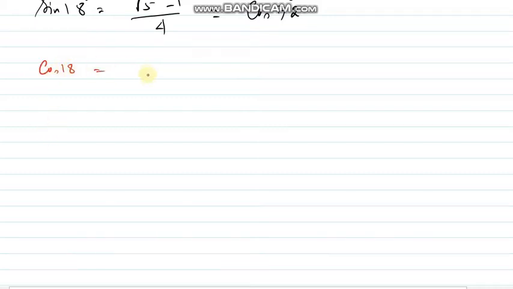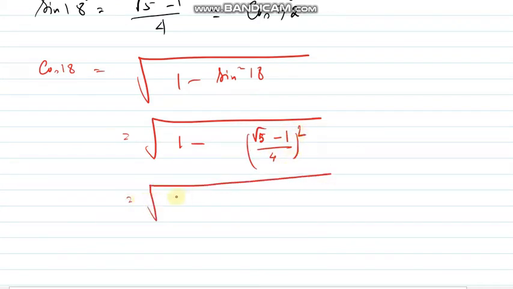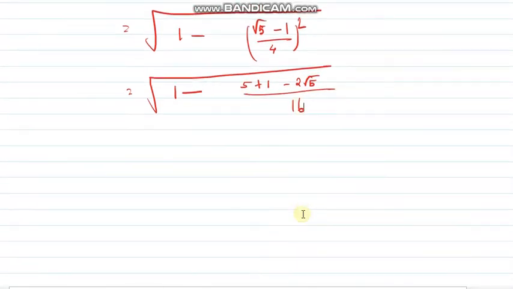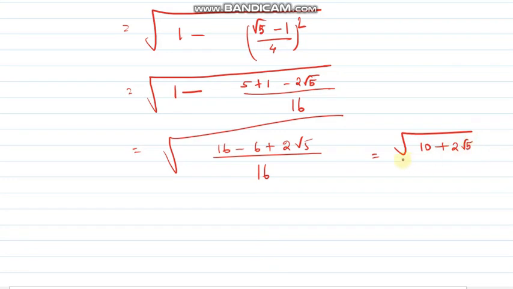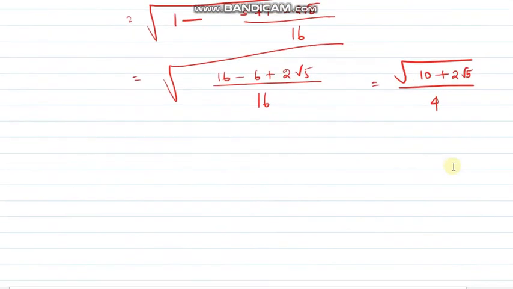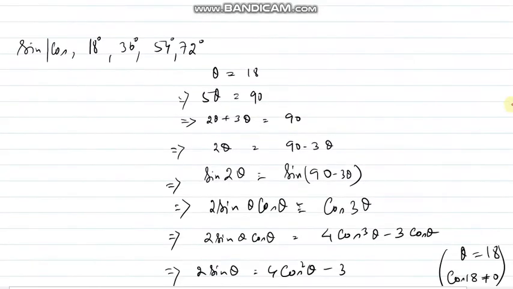Cos 18 can we write as root over 1 minus sin square 18. So it will be root over 1 minus the whole square of root 5 minus 1 by 4. In the numerator it will be 5 plus 1 minus 2 root 5 divided by 16. So 16 will be the LCM, so it will be 16 minus 6 plus 2 root 5. The ultimate calculation will be root over 10 plus 2 root 5 divided by 4. So this is the value of cos 18, which is also the value of sin 72, right? Because 18 and 72 are complementary angles.